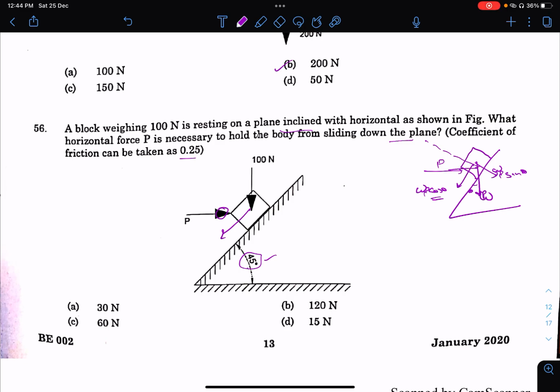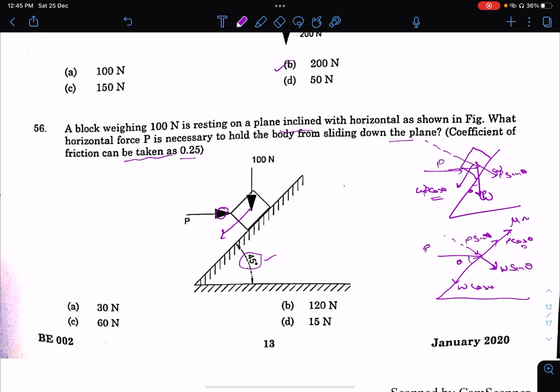So if I draw the free body diagram of this one, this is P and this is W sin theta, this is W cos theta. This angle is also theta. So the force in this direction is P sin theta, and in this direction is P cos theta. One friction force will also come because the block is sliding down. It will act in the upward direction, that is mu into N.